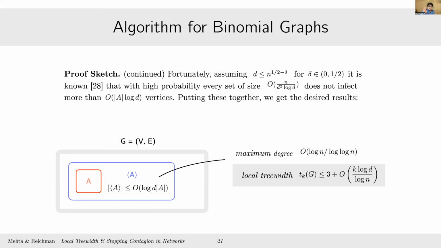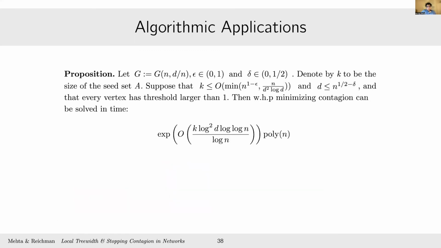There's one more complication, which is that the algorithm's running time depends on the maximum degree of the graph. But since we're working with G(n,p), we know that with high probability the maximum degree is big O of log n over log log n. So we can substitute that in, and we get the result that we desire, which is an algorithm that runs in time exponential in O of k log squared D log n over log log n, times poly n.